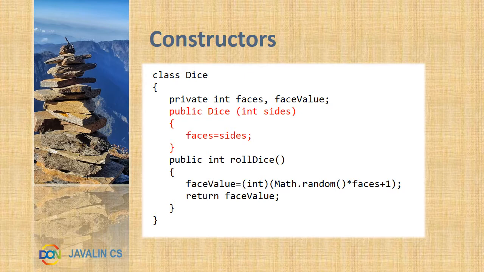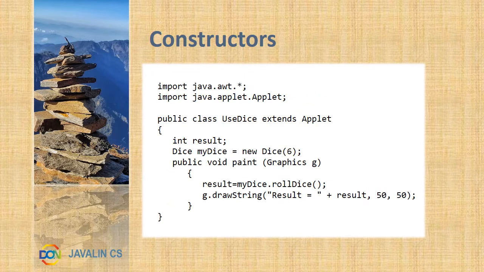What this constructor does is instantiate a dice object with a set number of sides and passes that value back to the variable faces so that it can be used by the roll dice method later. Once we've written our own constructor, we can no longer use the default constructor, so we need to specify the number of sides that our dice is going to have. So now what we write is dice myDice equals new dice, and then the number of sides in brackets, so that a dice with 6 sides is instantiated in this case.